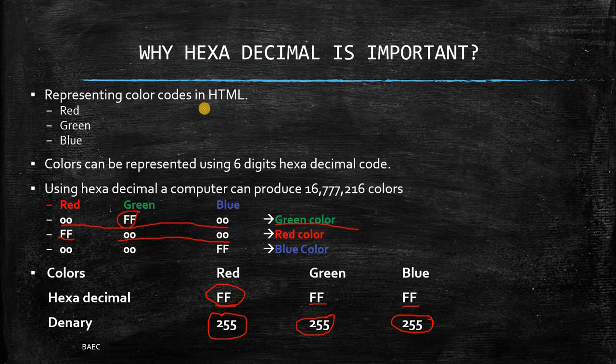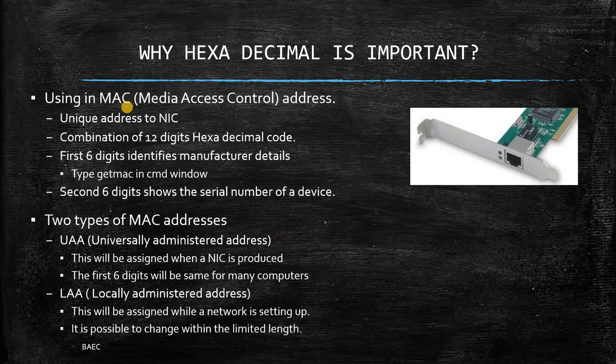Then the third main purpose. The first main use is memory dump. The second one is HTML, and the third one is use in MAC address. What is a MAC address? Can you see this picture?